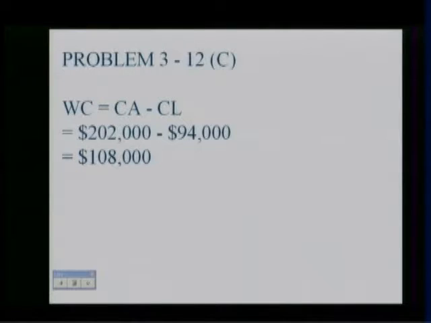Current assets for 2004 are $202,000. If you continue looking down the 2004 column under liabilities, they give you a total for current liabilities of $94,000. So your working capital is equal to $202,000 minus $94,000, which gives you $108,000. That tells you the firm has $108,000 that they're able to work with to buy equipment, to pay for more inventory. That's their capital to work with.